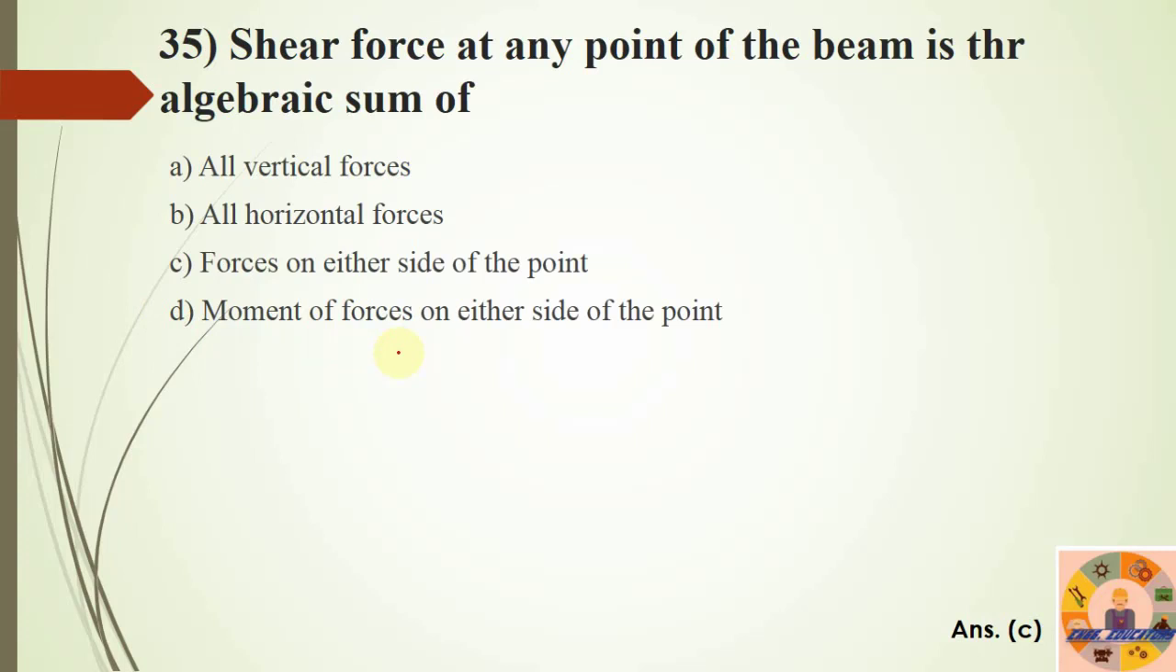Next question is the shear force at any point of the beam is the algebraic sum of option A all vertical forces, option B all horizontal forces, option C forces on either side of the point, and option D moment of forces on either side of the point. So we know the shear force at any point of the beam is the algebraic sum of the vertical forces either left hand side or right hand side cross section of the beam. So the right option of this question will be option C. This is the D, I have just misspelled it.